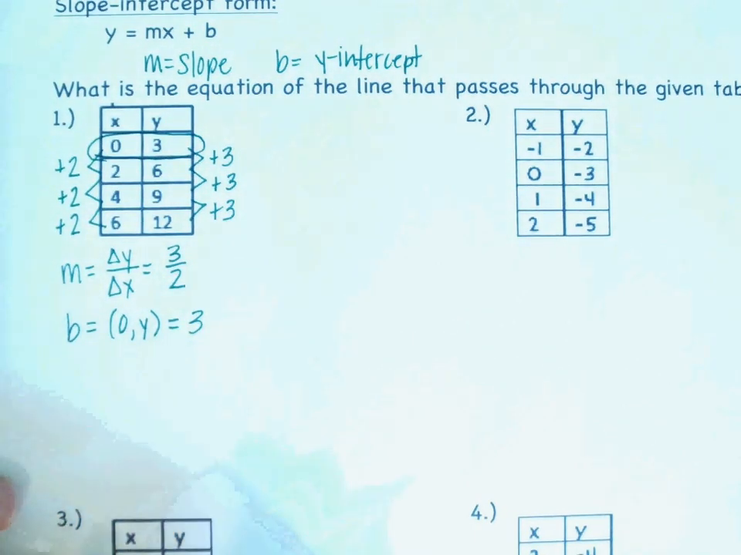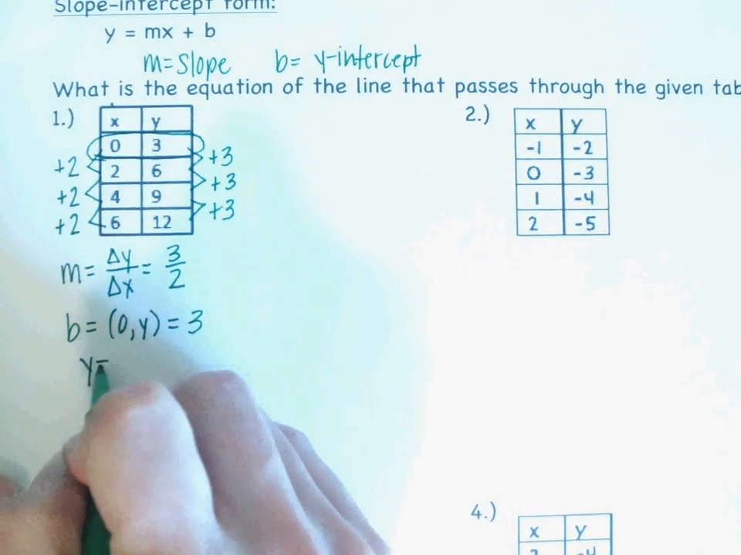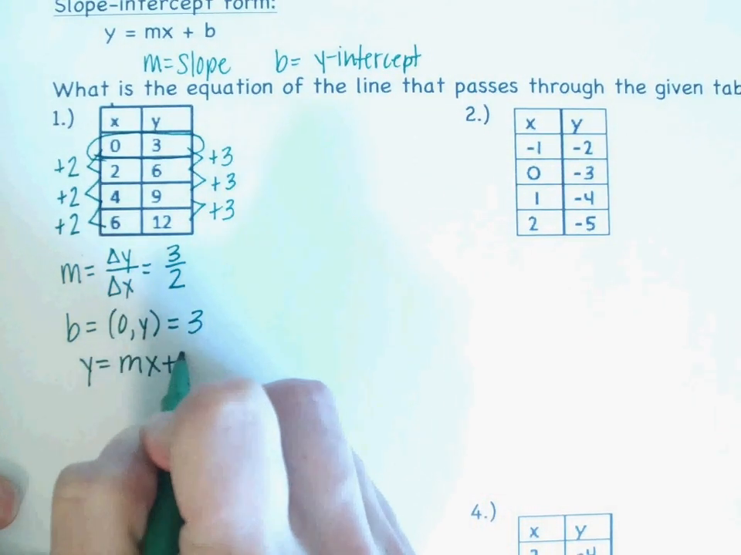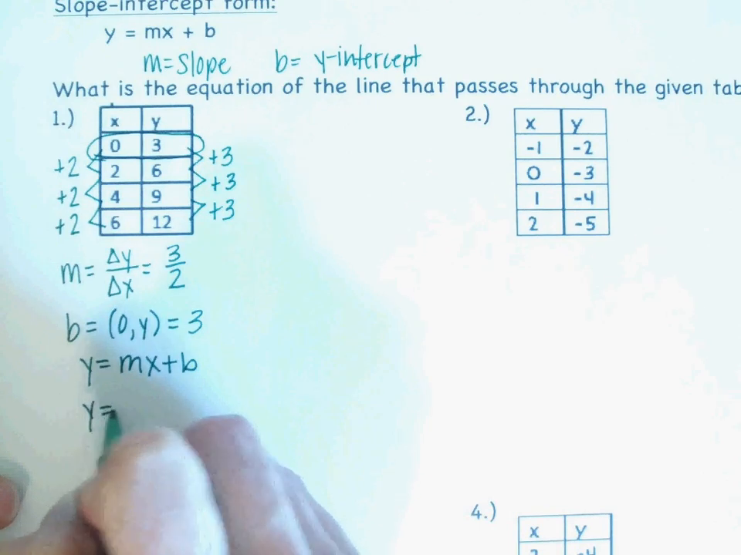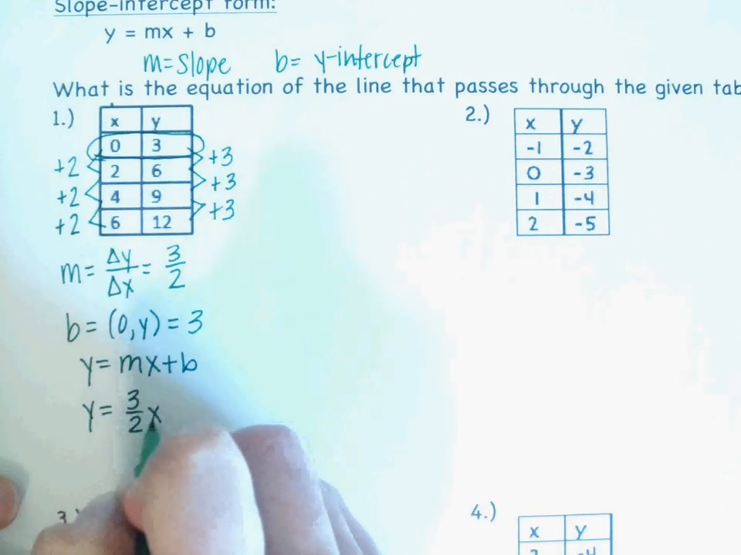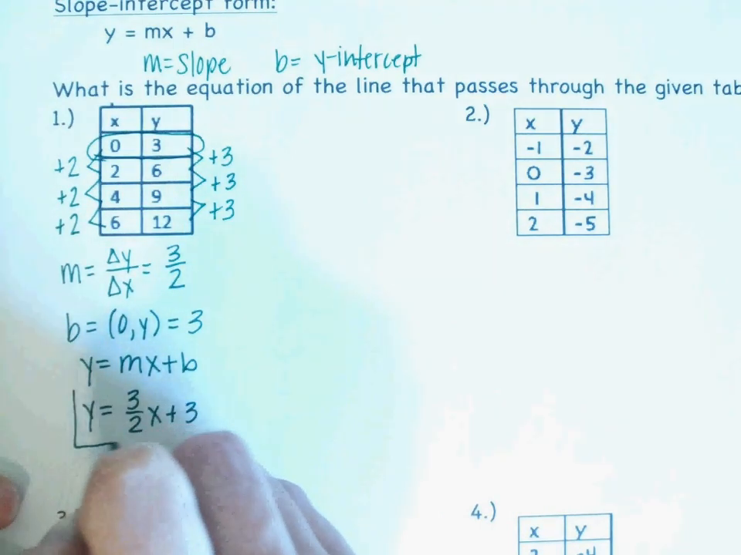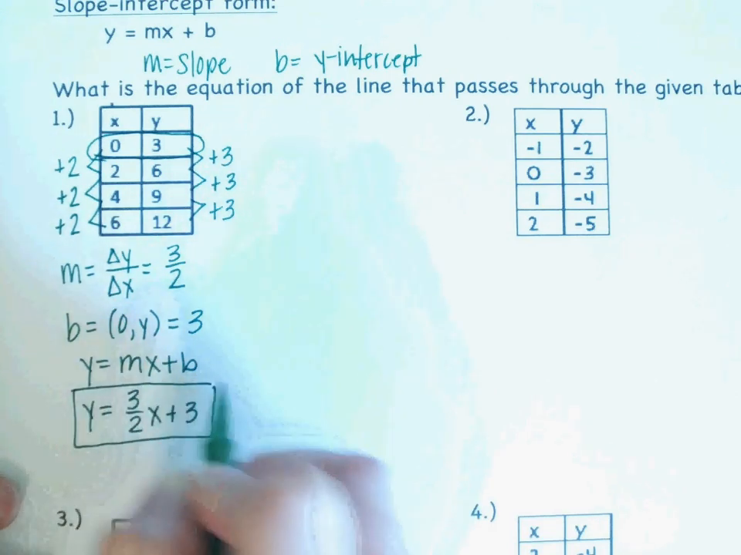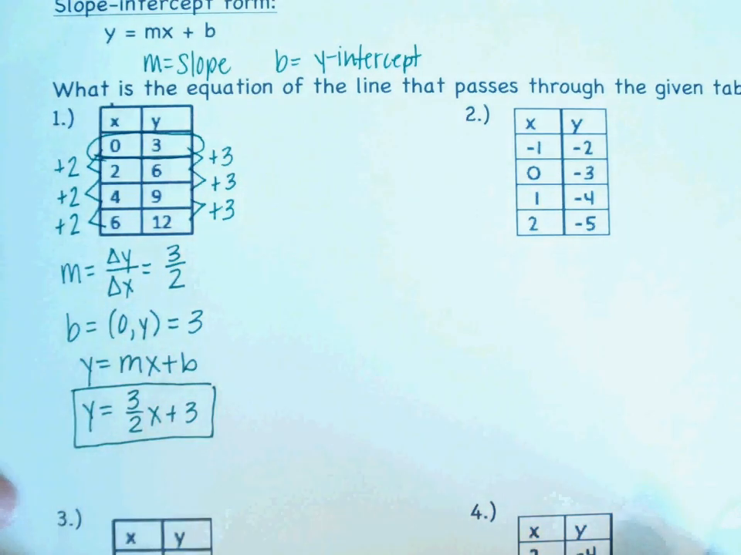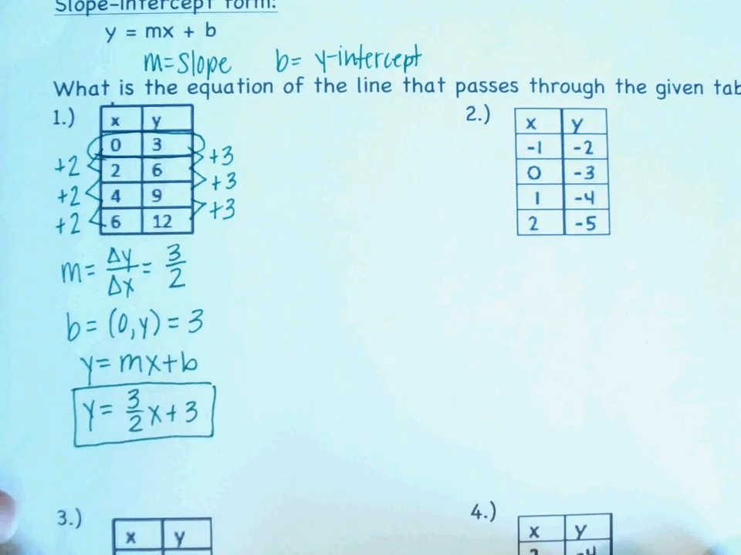So I'm going to put this all together in my equation. Remember that the equation we're using is y equals mx plus b. So I have y equals 3/2 x plus 3. Okay? All right, let's go ahead and now move on to number two.